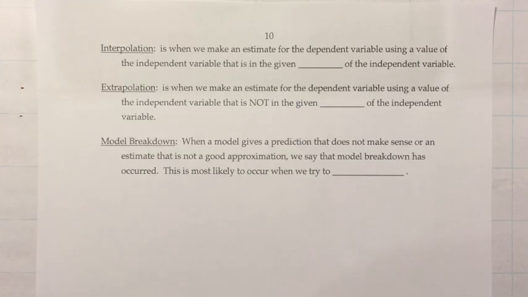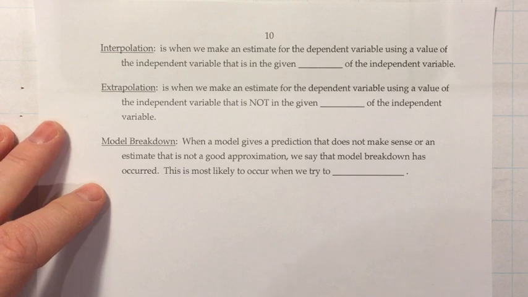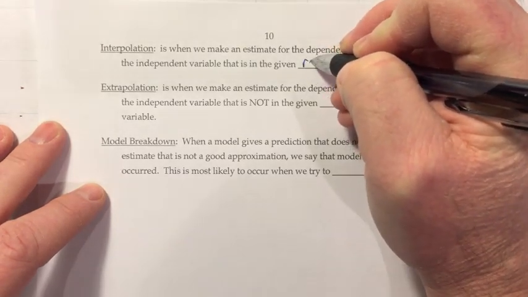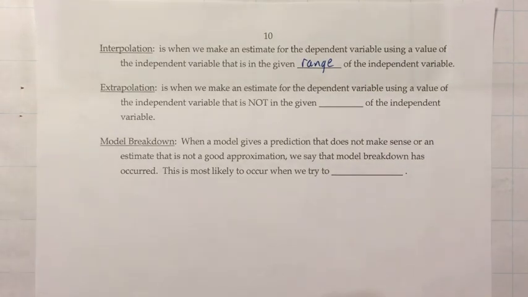So let's define those terms that we got on the previous page: interpolation and extrapolation. An interpolation is when we make an estimate for a dependent variable, using a value of the independent variable, which is our input or horizontal variable, that is in the given range of the independent variable. It doesn't have to be a value that was in your set, but it has to be bigger than the smallest and smaller than the biggest, so it fits in between the min and max of the set.